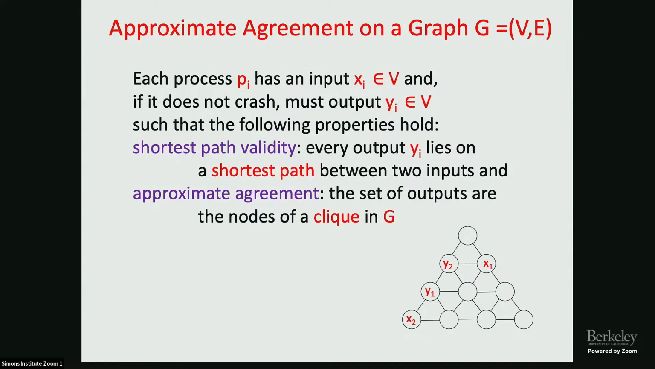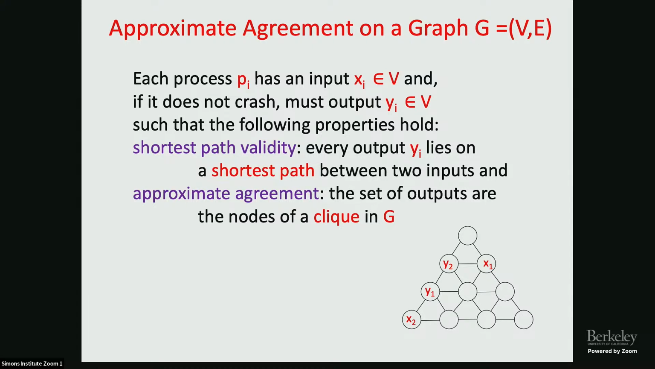Well, let me talk more generally about approximate agreement on a graph. Here we have graph G with vertex set V and edge set E, and each process has an input xi, which is a vertex. And if it doesn't crash, it must output a vertex of G, satisfying the following 2 properties. First, every output vertex lies on the shortest path between 2 input vertices. In some sense, you can think of this as being somewhere in the convex hull of the set of input vertices. Secondly, the set of outputs are within distance 1 of one another, so that the set of outputs form a clique in G.